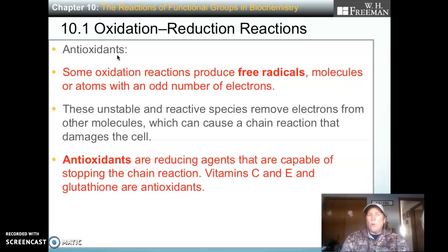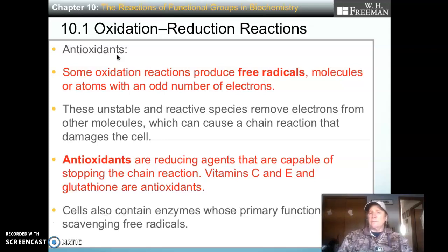Okay, I don't know what glutathione is. I've never heard of it, so I'm just going with C and E. If you guys know what that one is, go for it. But you'll see these, like I said, they advertise them now in drinks and supplements and all that. They have antioxidants, and what they do basically is they stop the chain reactions of oxidation reduction reactions.